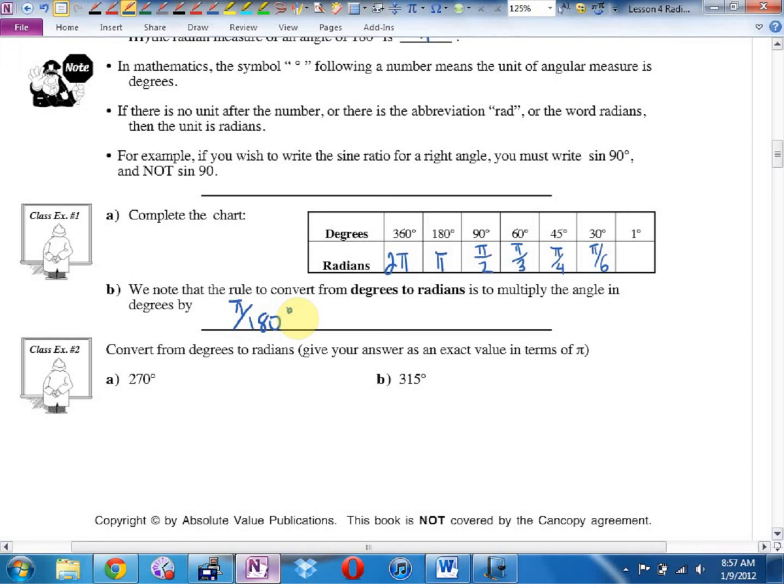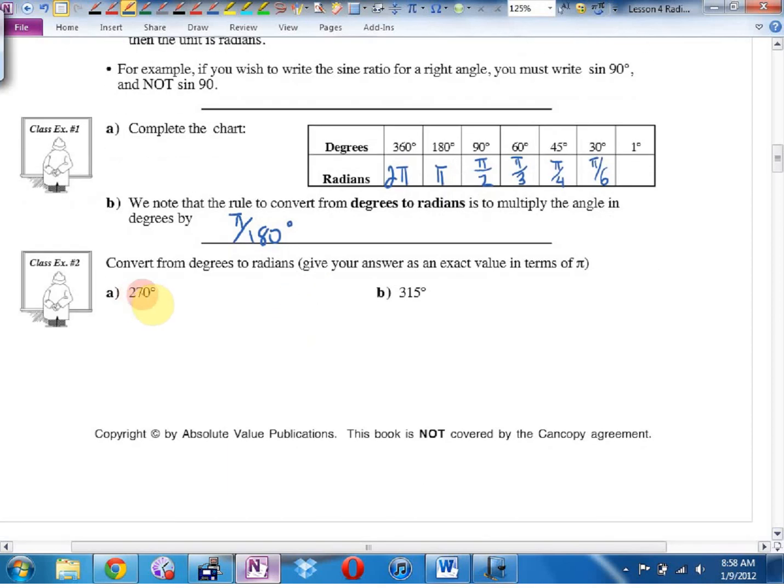If I wanted to convert 270 degrees, now there's two ways to do this one. The first way is to say, hey, that's 9 30s or 3 90s. In other words, if it's 3 90s, it is 3 pi by 2. That's the intuitive way. But if I want the algorithmic mathematical way, I would go like this. I want to get rid of degrees, so I want my degrees to be on the bottom. The pi is going to be on the top. And when I do that, I'll get 270 pi over 180.